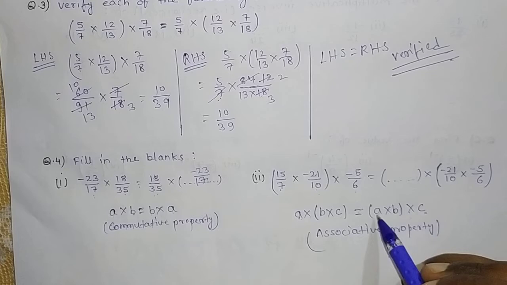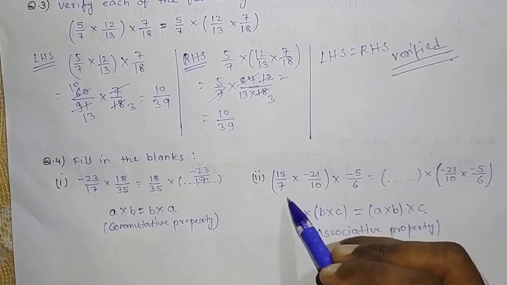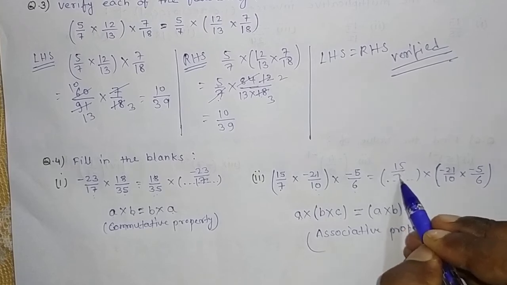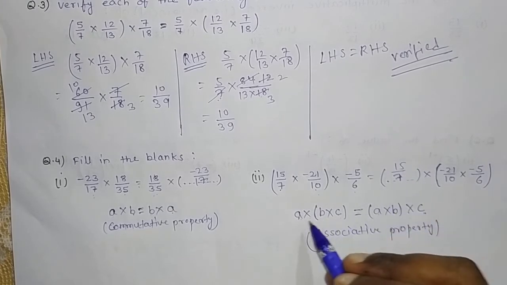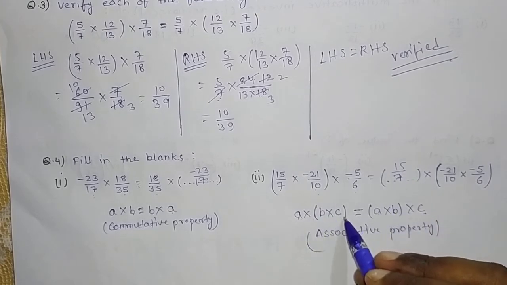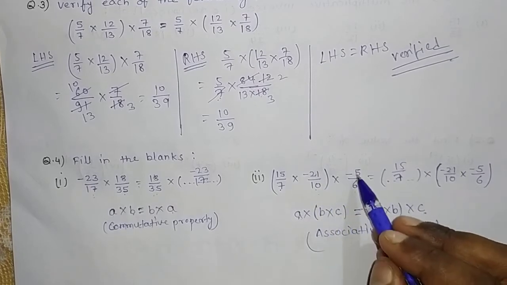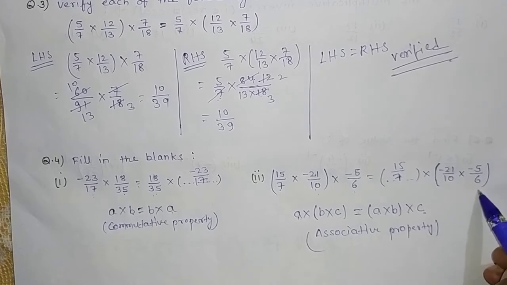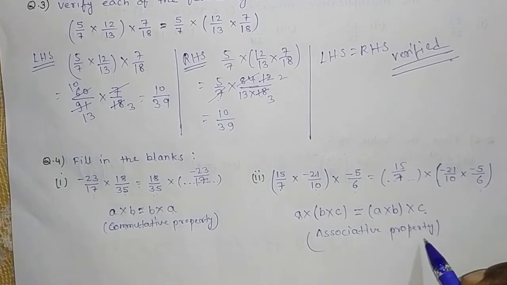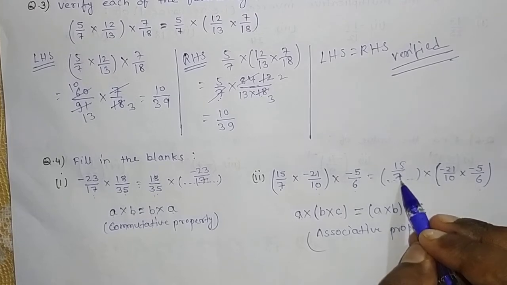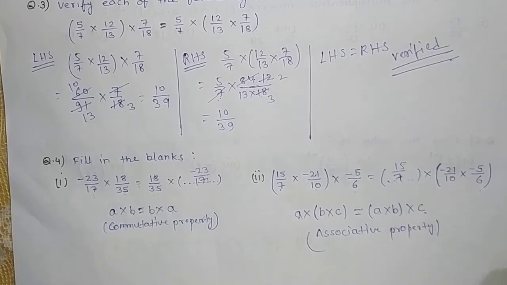So A, what is A here? A is 15 upon 7. So here we can write 15 upon 7 in the place of A, multiplied by B into C. So B is minus 21 upon 10 into C is minus 5 upon 6, so written here. So by the associative property, this fill in the blanks is filled by 15 upon 7. Now this is the answer. It's very simple. Now the next question, that is question number 5.